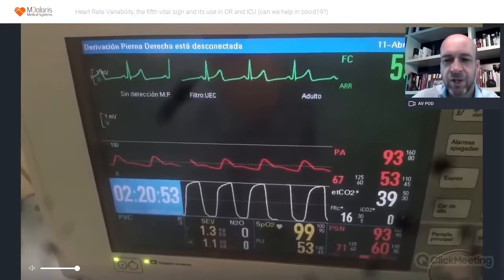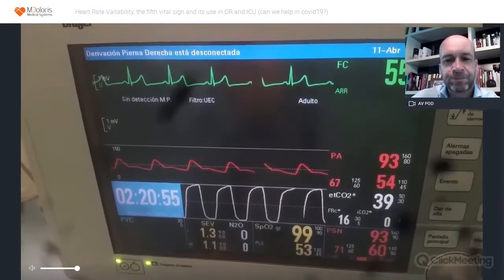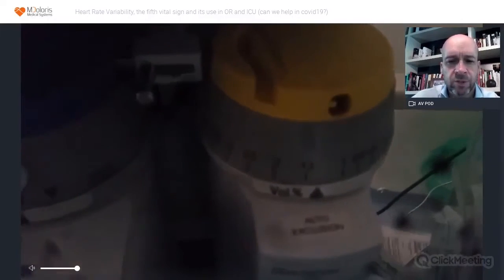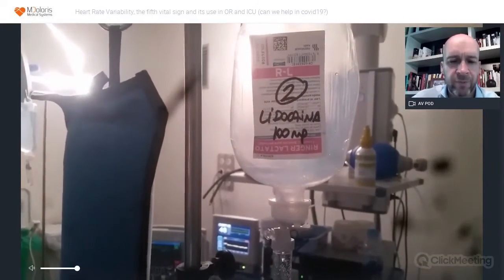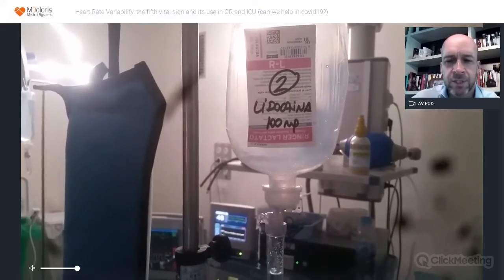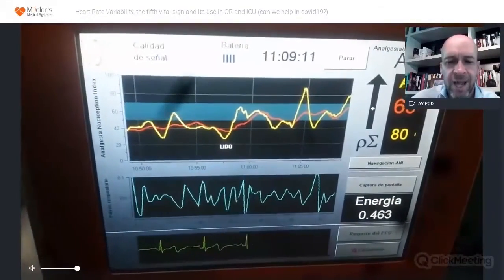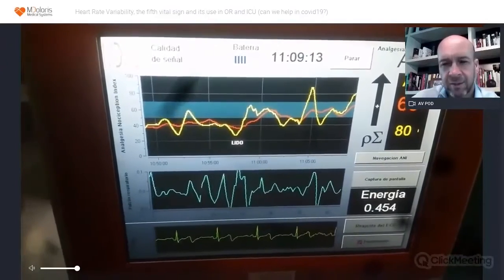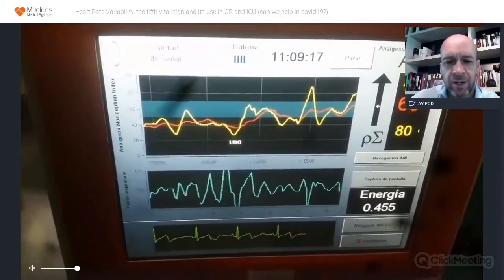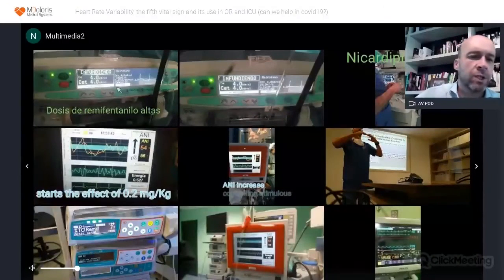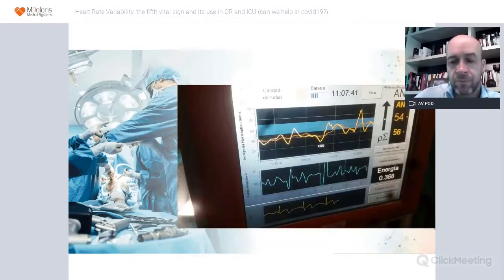Even the blood pressure increased a little bit, because nociception can provoke hypotension as well. Low heart rate, the sevoflurane was maintained. And here you see the lidocaine going into the vein of the patient, 100 milligrams. And you can see now the ANI rising, improving the surgical stress of the patient. We had to add some analgesics.